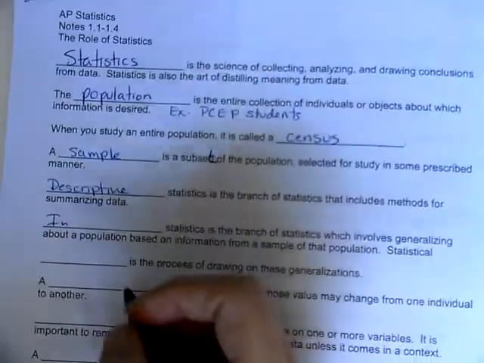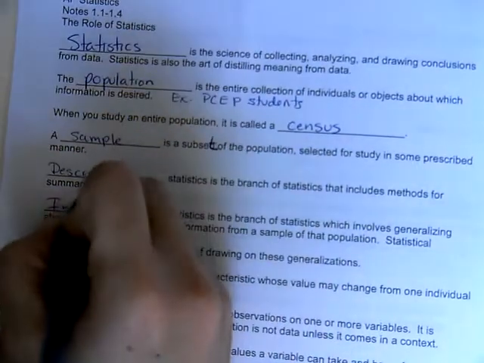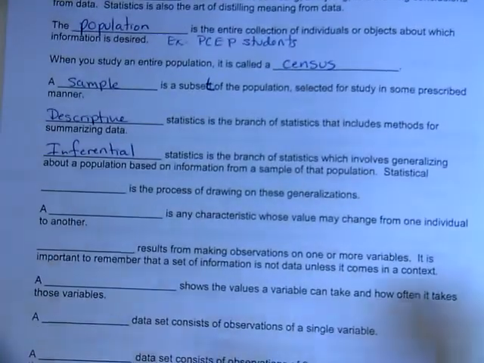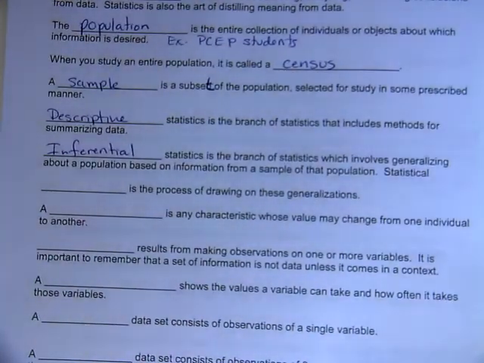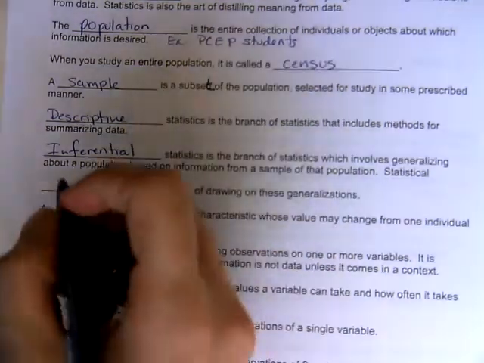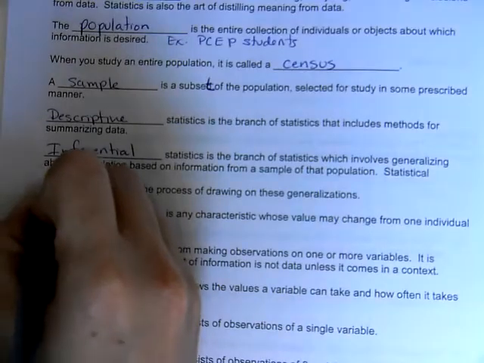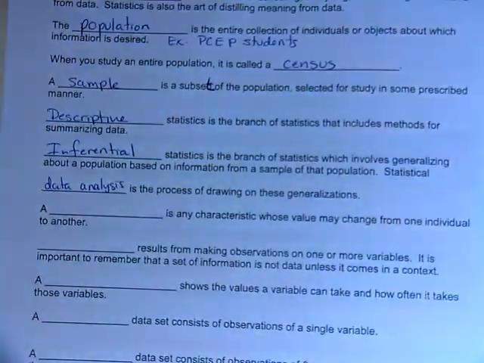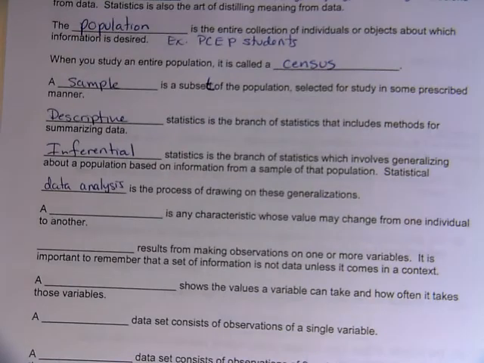inferential statistics. Inferential statistics is the branch of statistics which involves generalizing about a population based on information from a sample. So statistical data analysis is the process of drawing on these generalizations. We really focus on inferential statistics second semester. It's about 40% of the AP test. But for now, we're going to start with descriptive, and then we get to inferential later.